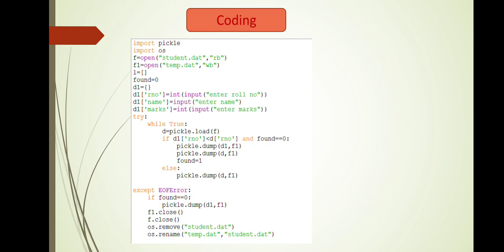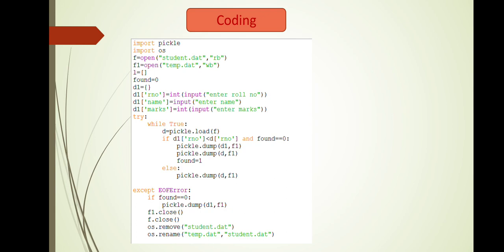When the value of found is 0, that means the record is still not written to the file. And once the record is written, its value will be changed to 1. Once the record is written, we do not want any comparison, right? Then I have taken a blank dictionary, and in that dictionary I have taken as input the new record with roll number, name and marks keys, right?